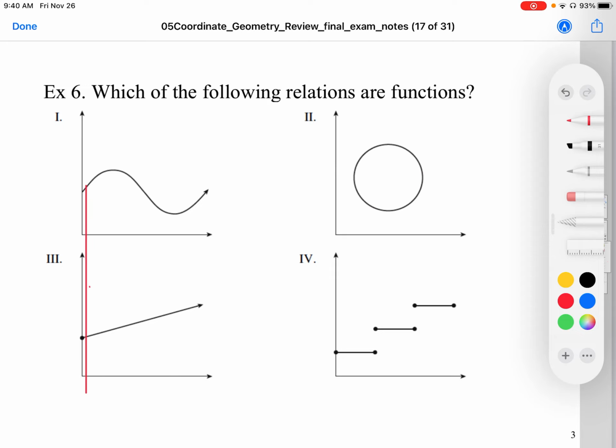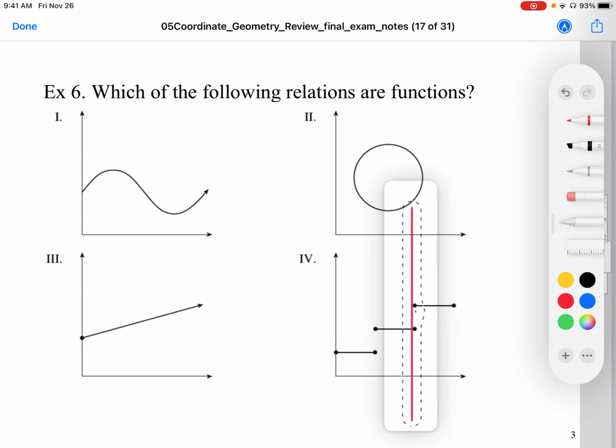3 passes the function test. Every input has one output. The vertical line does not cross twice. And then for 4, it looks like it's a function, except if we take a look at those points there, because those are both closed circles, there it doesn't pass the vertical line test right at those points where it jumps.